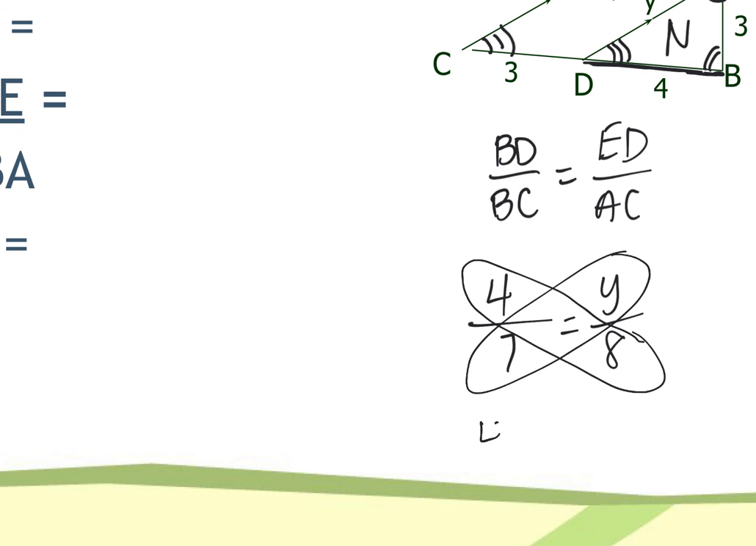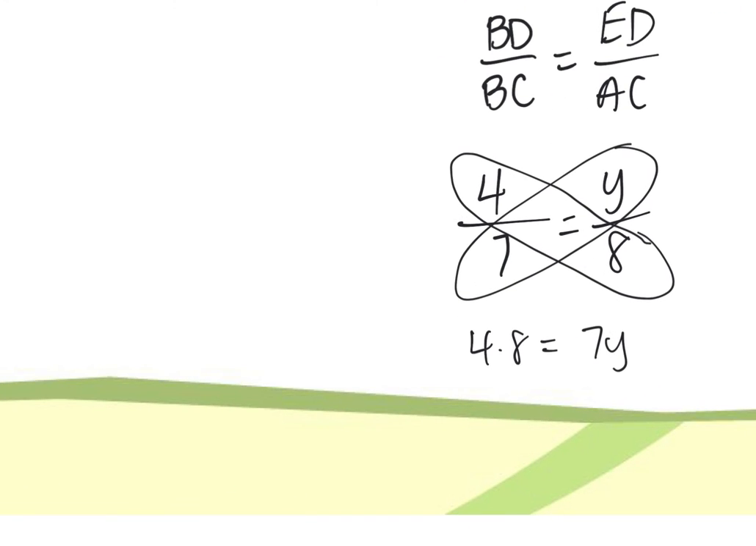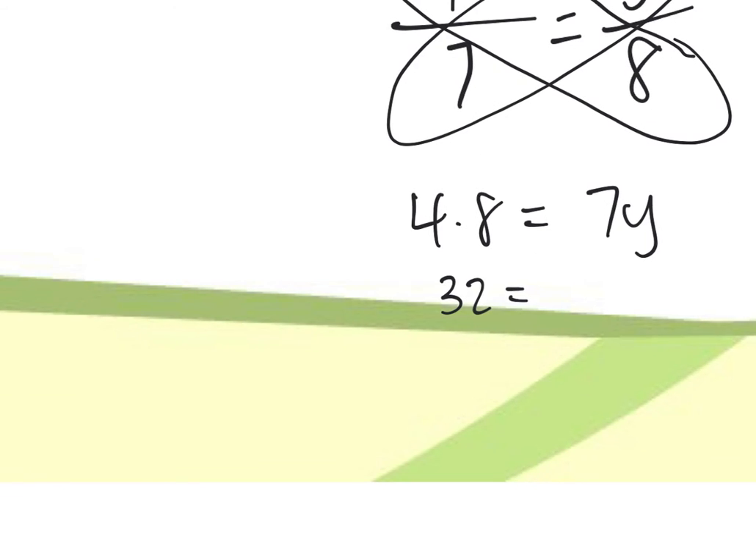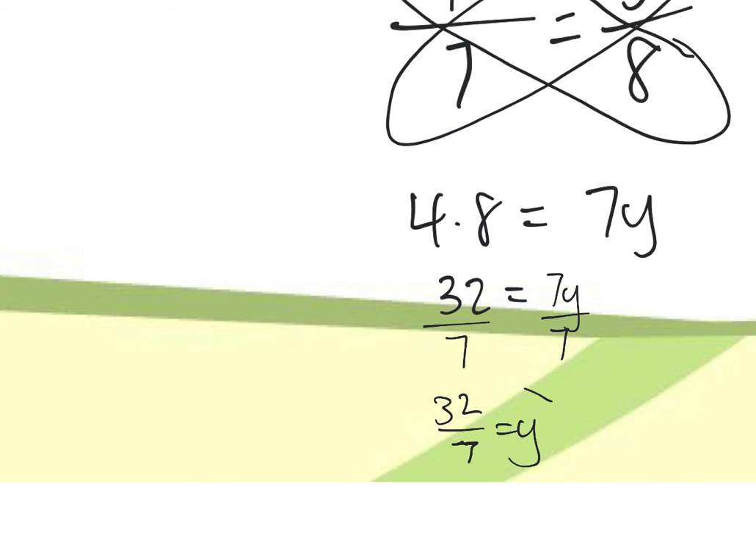I'm going to get 4 times 8 equals 7y. 4 times 8, I think, is like 32, right? Yeah. So this is going to be 32 equals 7y. Divide by 7, divide by 7. 32 over 7 equals y. Leave it like that, because it's not simplifiable.